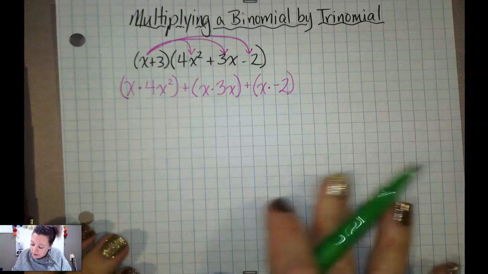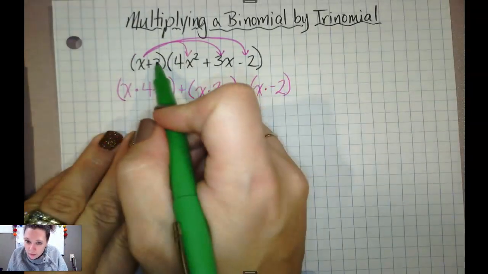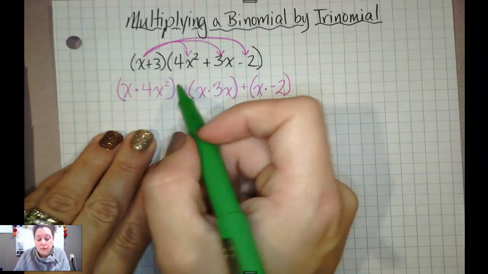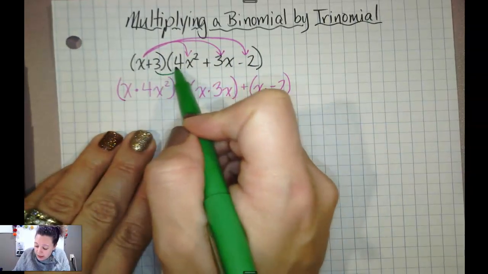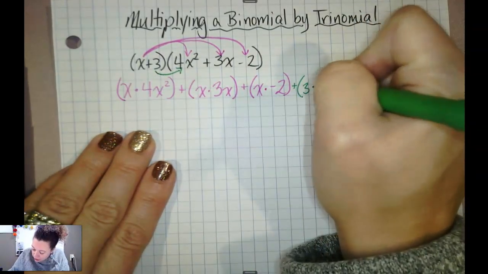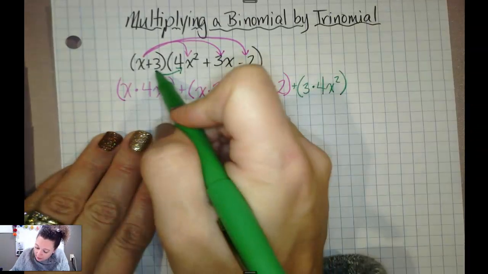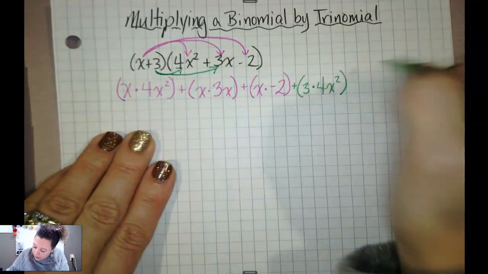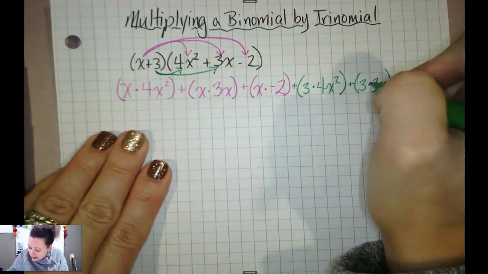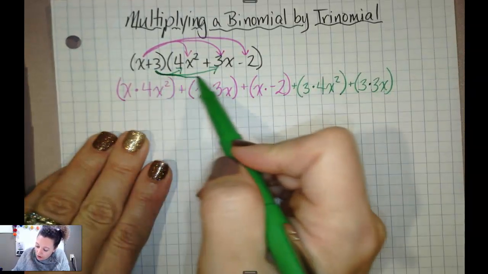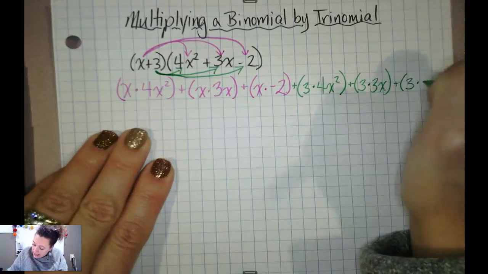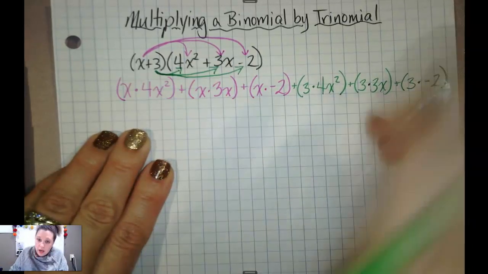So now I'm going to come in with another color. And now we're going to focus on the 3. So the x has been multiplied by all of those. We've hit them all. Now I've got to do the same thing with the 3. So I'm going to take 3 and multiply that by the first term in the second polynomial, which is 4x squared. Then we're going to take 3 and multiply that by 3x. So we get 3 times 3x. And then 3 all the way to this last guy down here, and it's going to be 3 times, again, don't forget it's -2.